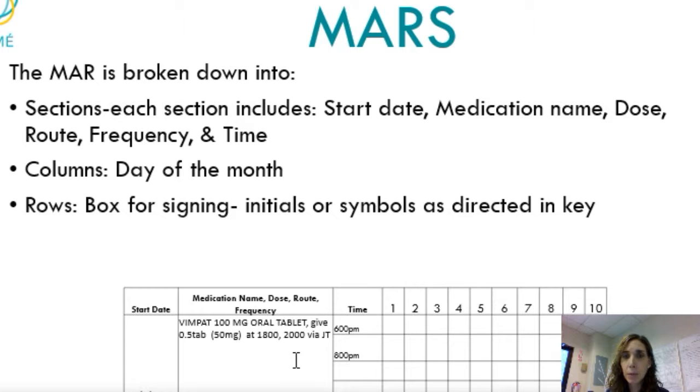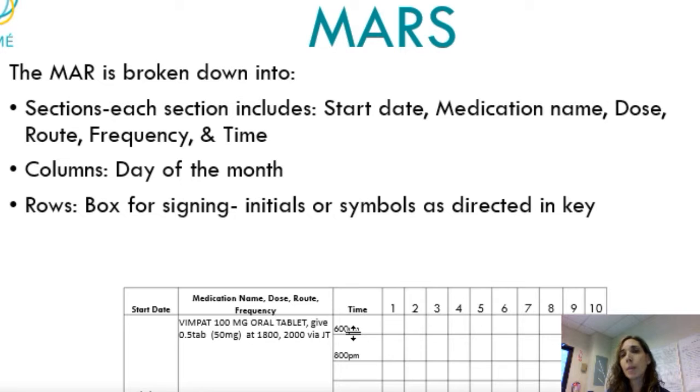And I gave you an example here. For the start date, it's listed under here. You can't really see it in this picture, but it's there. You can see the edges. And the medication, the complete order, is in this box here. And then the times are listed next to it, so you know exactly what time the patient's supposed to get that medication. Next to time, there's a few columns.